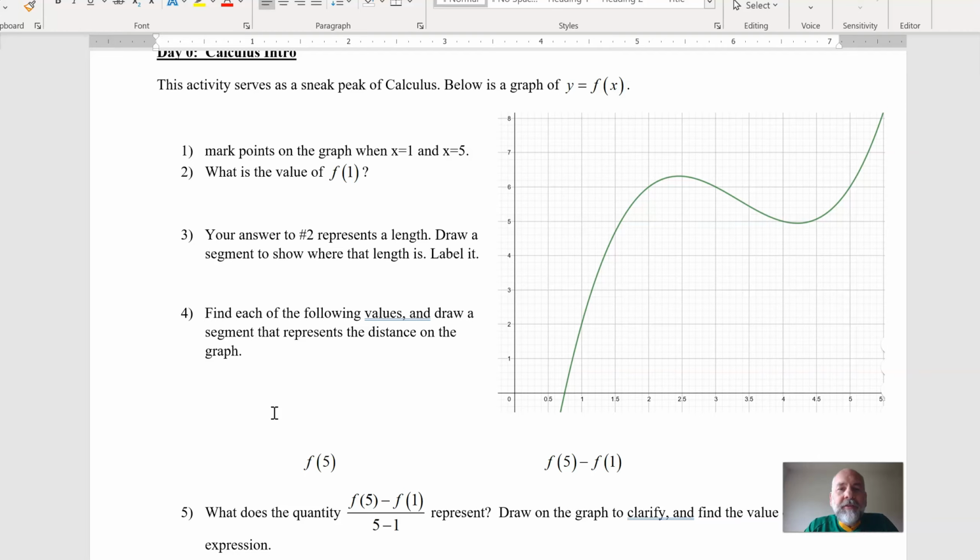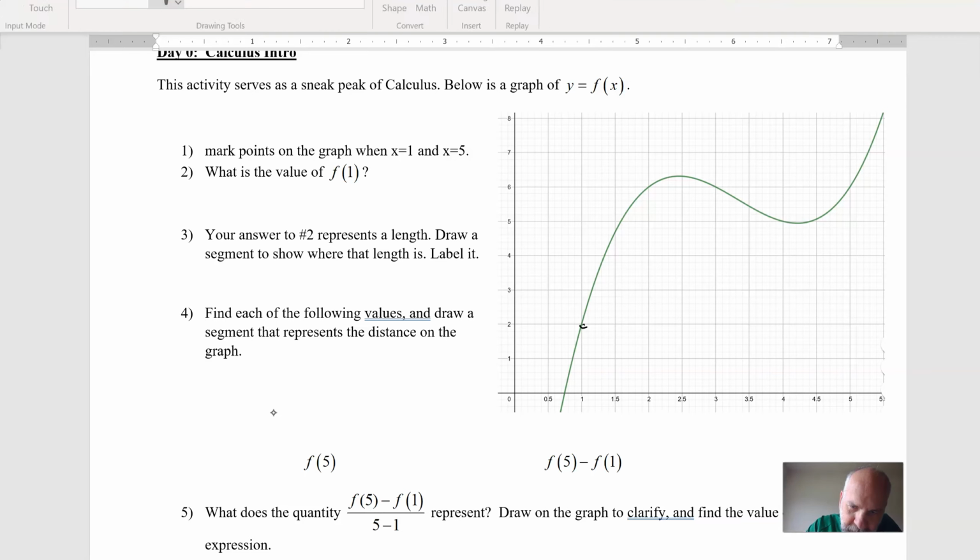So here's what it is. Sneak peek of calculus. Here's a graph of f of x. Mark points on the graph where x equals 1 and x equals 5. Okay, I can do that. Piece of cake. What is the value of f of 1? Remember, f of 1 is asking what the y value is. When the x is 1, the y is 2.